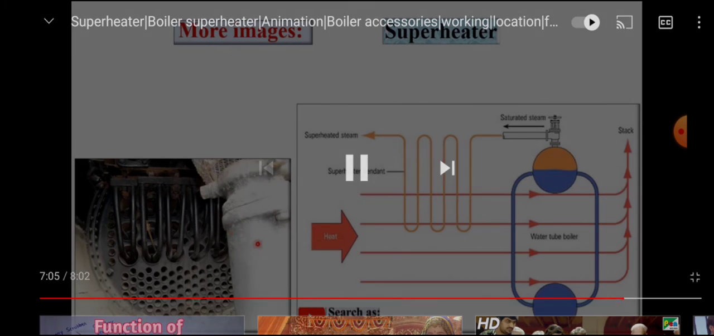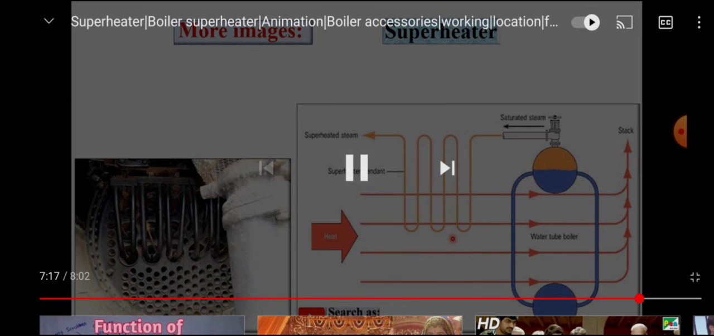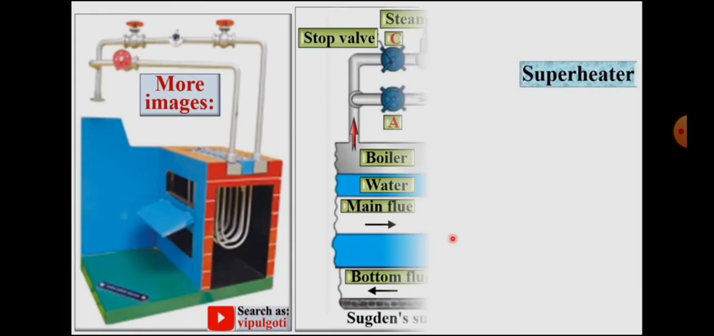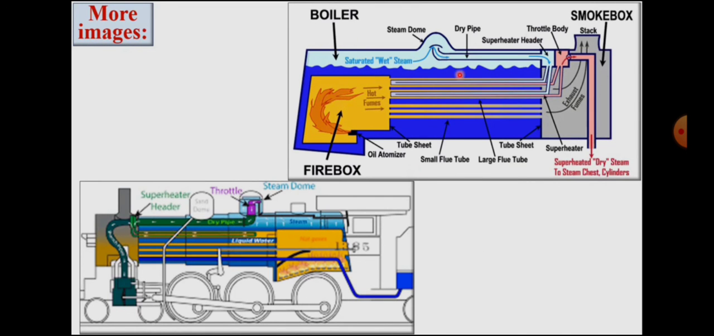More images of the superheaters. Here you can see the superheater tubes, and from this figure you can understand the function of the superheater. More images. This one is the model of the superheater, and here you can understand these are the U-tubes and these both are the steam headers. And from this figure you can understand the location and function of the superheater in the boiler, and here you can see the superheater in the steam engine.